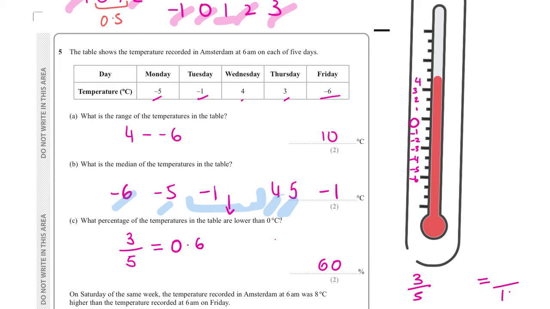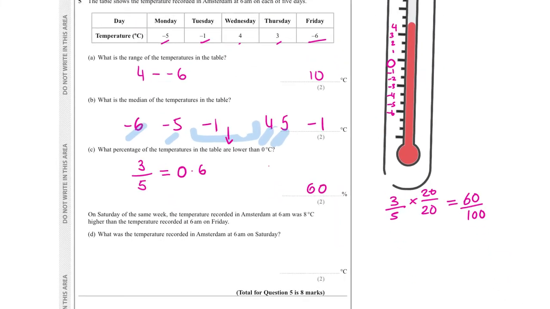A percent is always out of 100, isn't it? 5 times what is 100? 20. So if I multiplied my fraction by 20 over 20, 5 times 20 of my denominators is 100. 3 times 20 is 60. So this is another way we can look at it. There's many different ways for this one. We have to have an understanding of decimals, percentages, fractions.